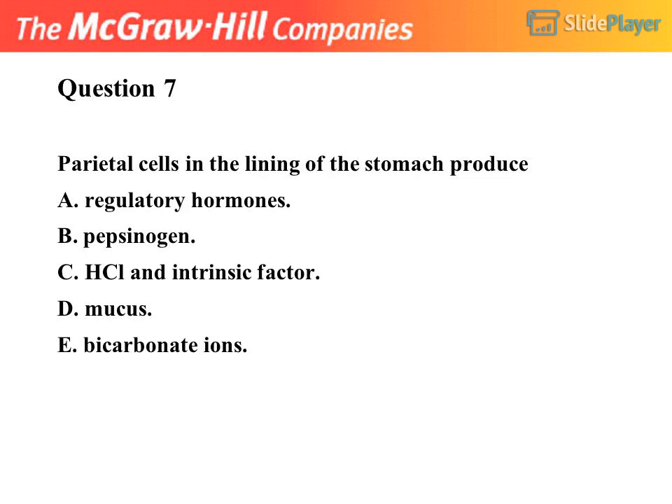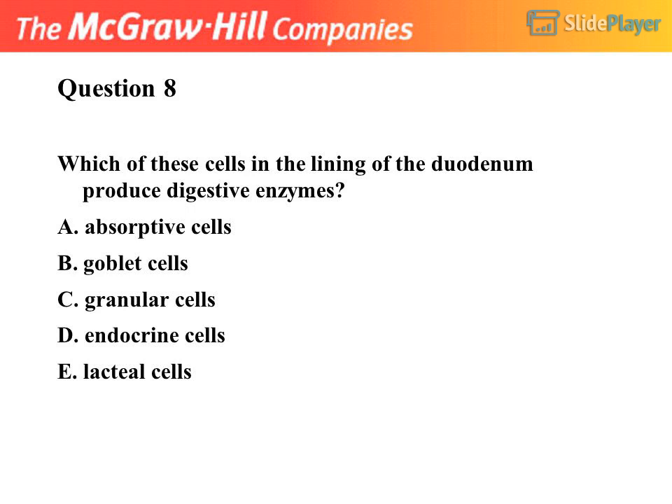Question 7. Parietal cells in the lining of the stomach produce A. regulatory hormones, B. pepsinogen, C. HCl and intrinsic factor, D. mucus, E. bicarbonate ions.